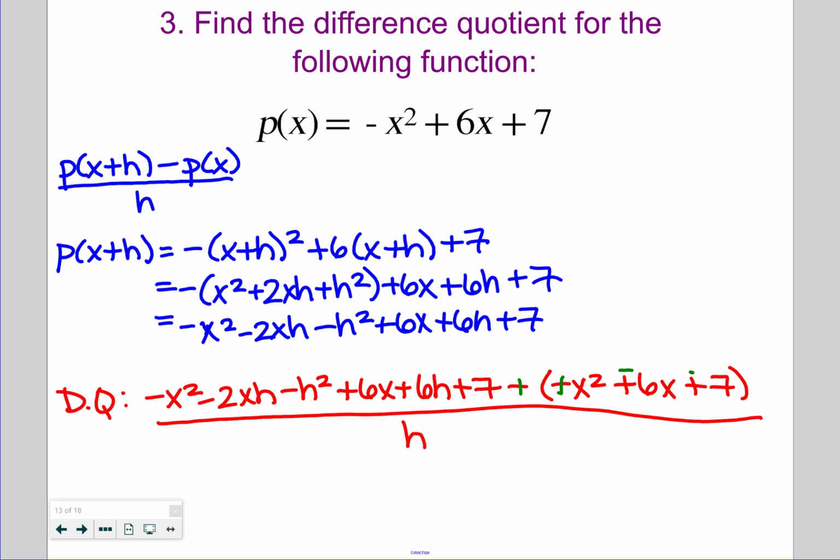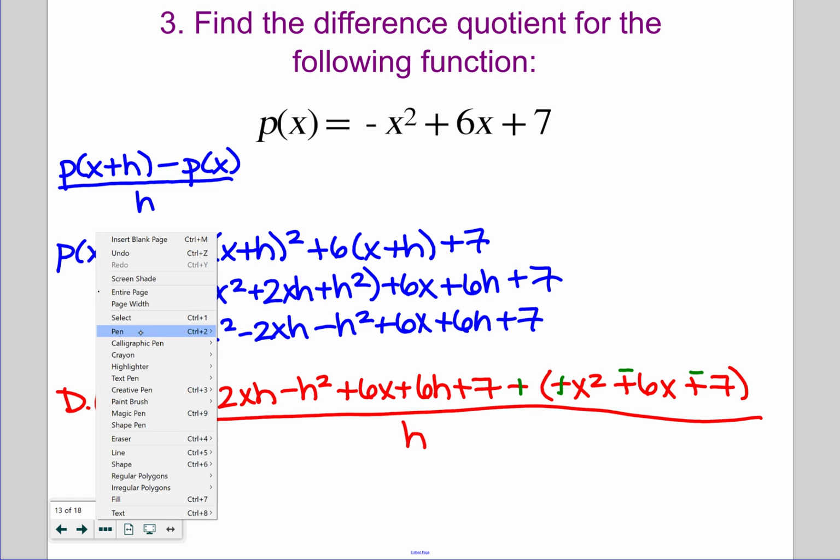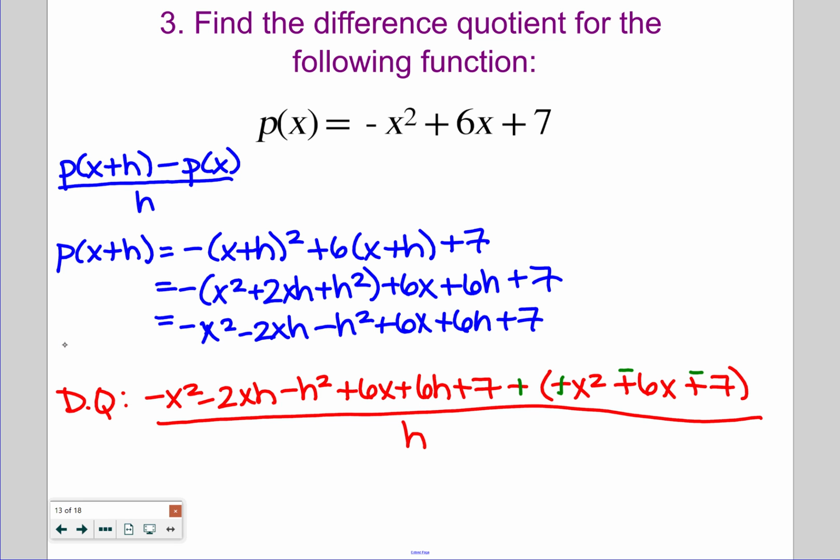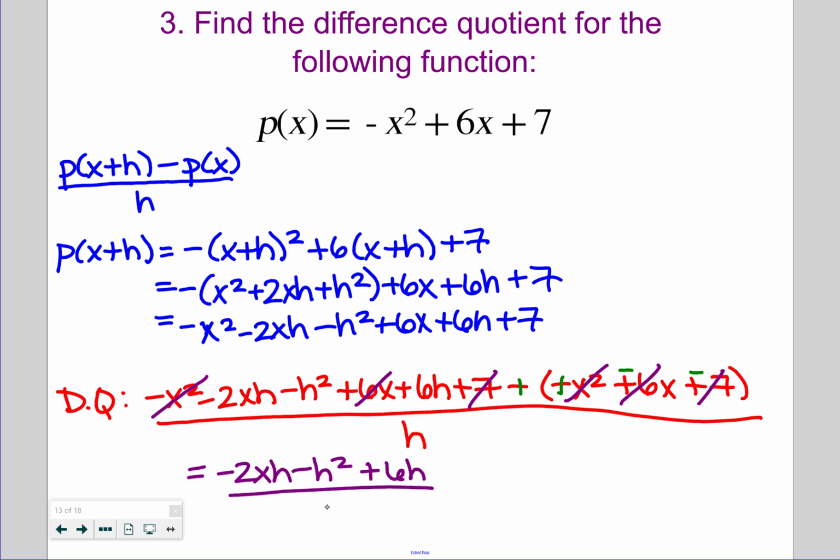Positive, negative, negative. The next thing we can do is cancel out anything in the numerator that we can. So we have a negative x squared and a positive x squared, a positive 6x and a negative 6x, positive 7 and a negative 7. So I'm left with negative 2xh minus h squared plus 6h, all over h. And then everything here is divisible by h. So my final answer is negative 2x minus h plus 6. It's our difference quotient.